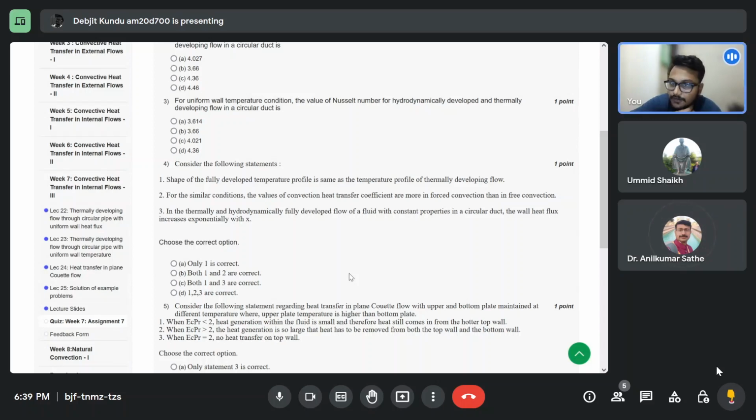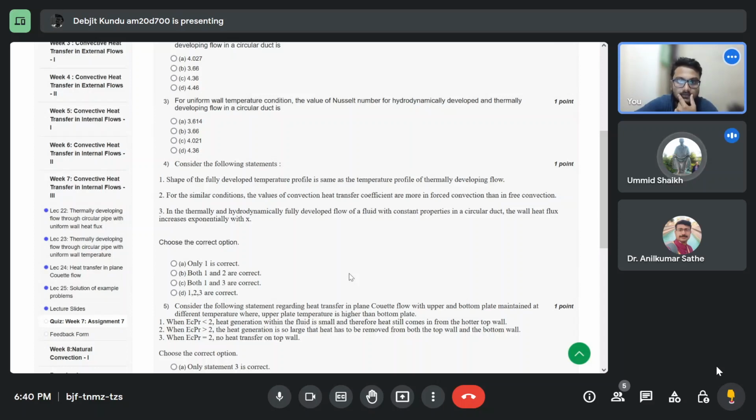And thinking about the first statement: the shape of the fully developed temperature profile is the same as the temperature profile of the thermally developing flow. Won't the developing flow lack the profile, sir? In developing flow, in the undeveloped core zone, the temperature is the same as Ti, that of the incoming fluid, and within the boundary layers there will be a temperature profile. But yeah, I think it is correct.